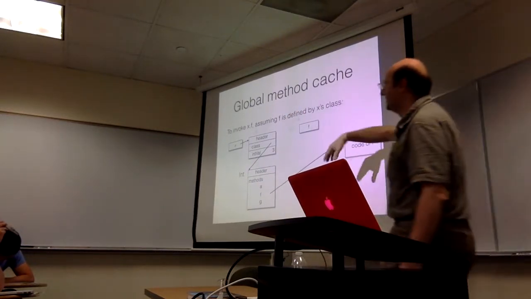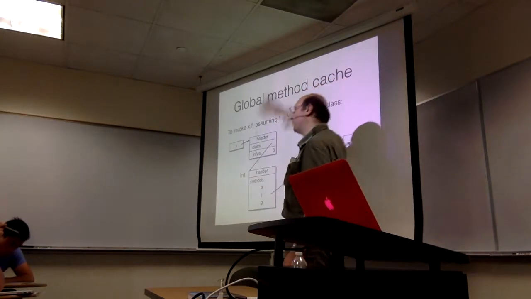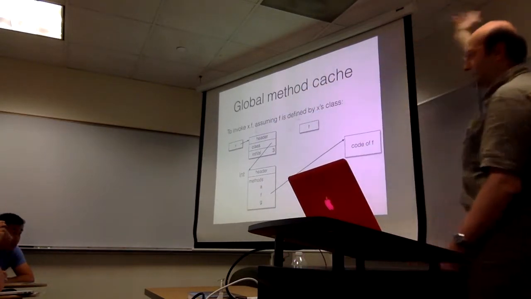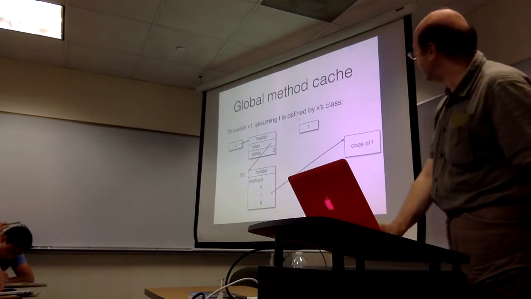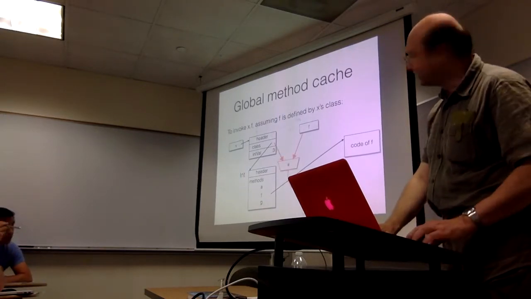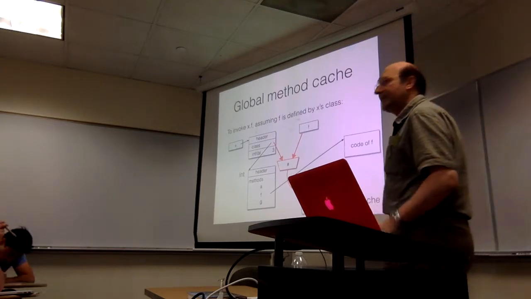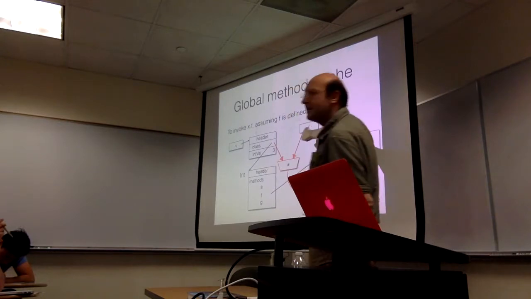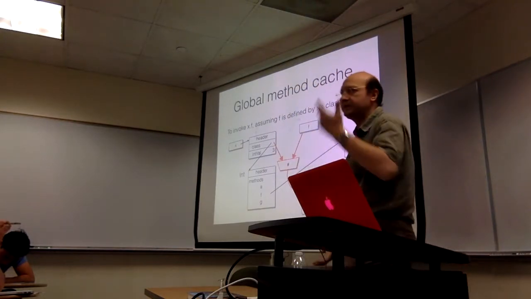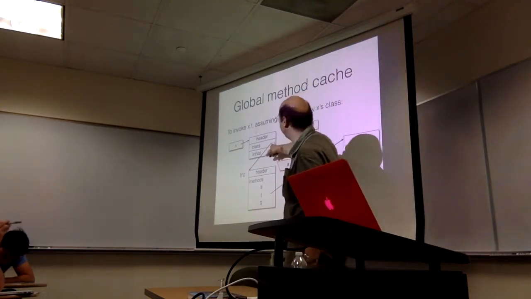And if you had inheritance, this would have a pointer to a superclass, and you'd follow the pointer to the superclass, etc., etc. What we can do instead is do a simple hash. In this case, we're hashing the class with the name of the method. We're computing some bit string that's derived from those two.